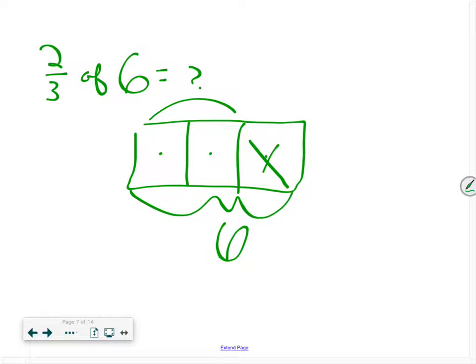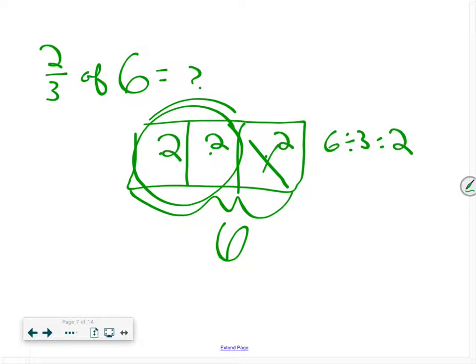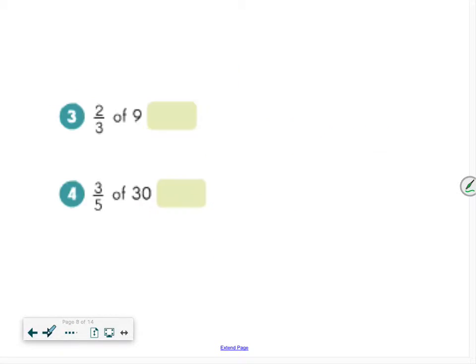I want to know how many are in there. If my whole is 6 and I have 3 equal groups, I know I'm doing 6 divided by 3, and I can figure out that there are 2 in every single group. And if I'm looking at my 2 out of the 3, well, I have 2 plus 2, and that equals 4. So in 2/3 of 6, there's 4 M&Ms, or 4 of whatever you're talking about. What if we try 2/3 of 9 and 3/5 of 30? I want you to stop and try these and then check your answers. So pause the video and then come back to me.